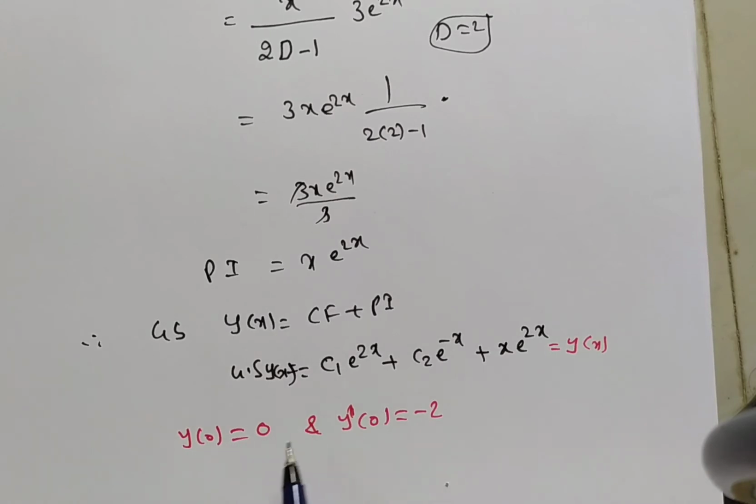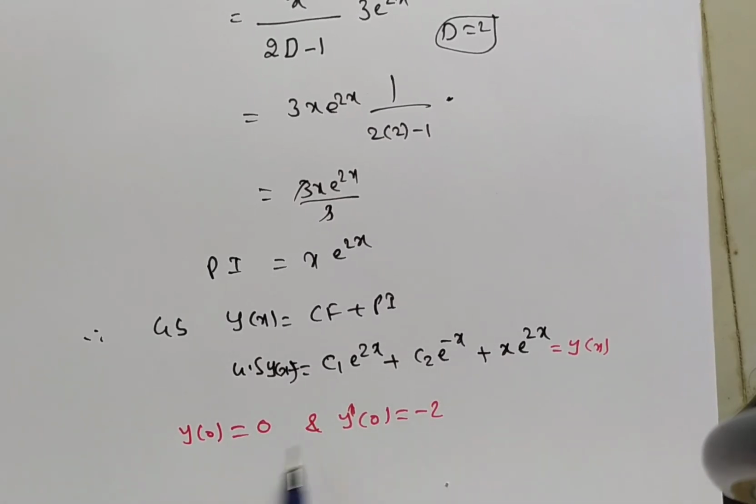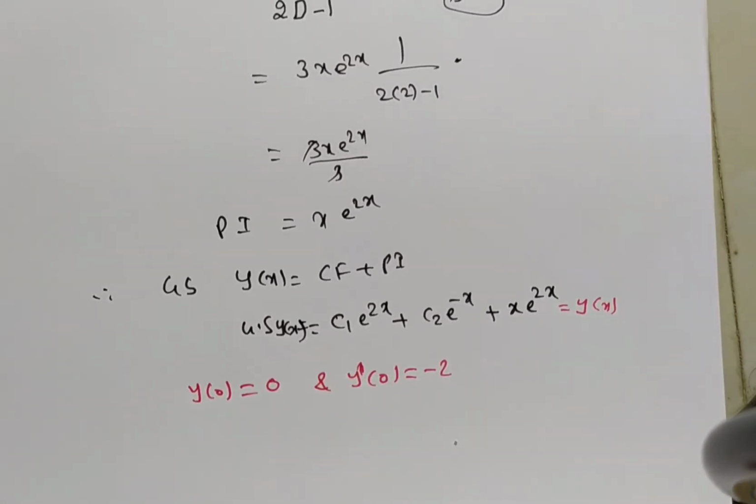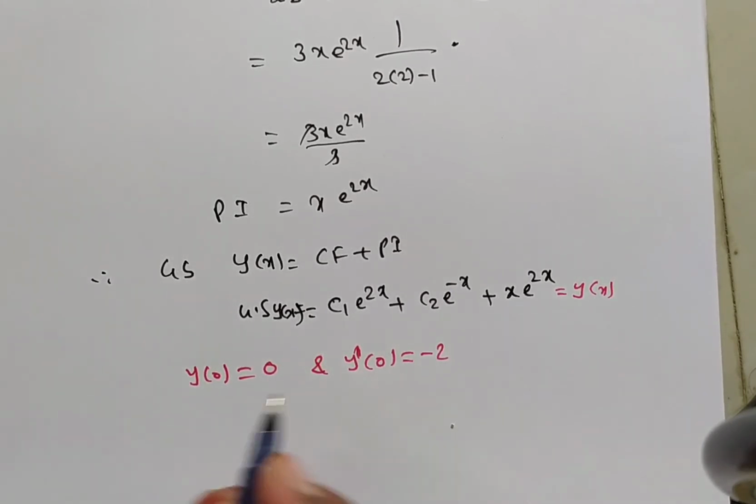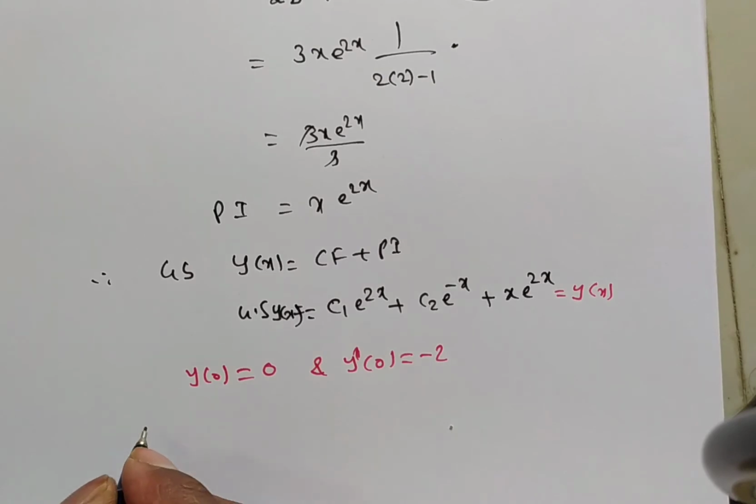Minimum two conditions, minimum two equations we require. Already they have given two equations. Try to solve this problem by using these conditions, the initial value conditions. I told you why they are called initial conditions also. Now in place of x you put 0.